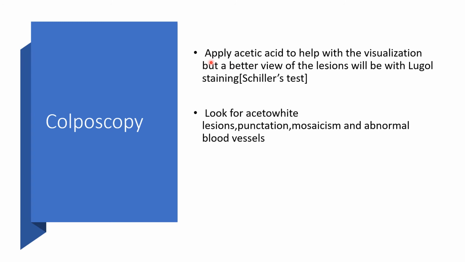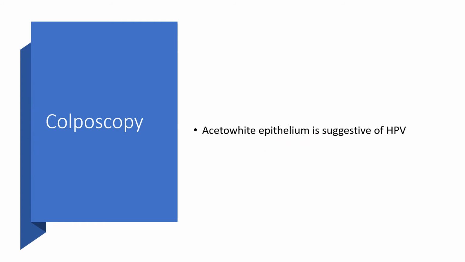When colposcopy is to be done, we will apply acetic acid to help with visualization, but a better view will be obtained when we use Lugol stain, that is Schiller's test. What are we looking for? We'll be looking for acetowhite lesions, punctation, mosaicism, and abnormal blood vessels. Acetowhite epithelium will be suggestive of the presence of human papilloma virus.